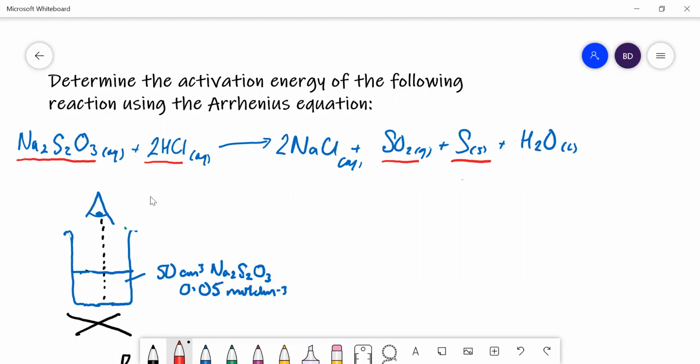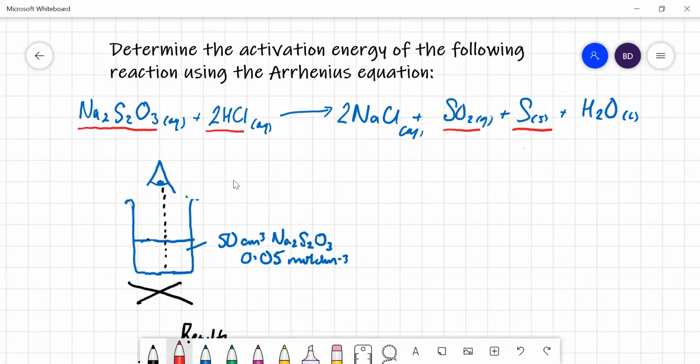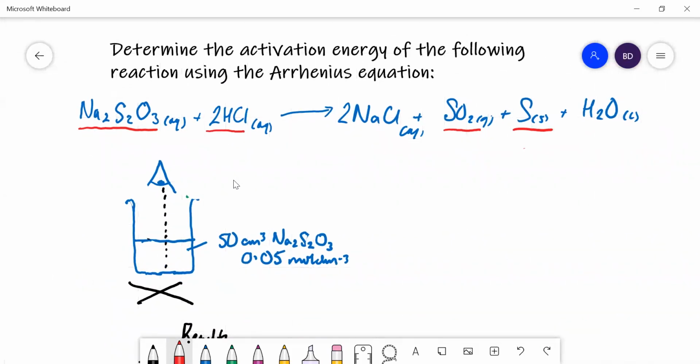Okay, and the way we're going to time how long it takes the reaction to occur is a very simple way of doing it. Here we get a beaker, we draw a cross on a piece of paper underneath, and we time how long it takes for the cross to disappear. So a very quick reaction, the time for it to disappear is going to be very short, and if it's slow, it'll take a long time.